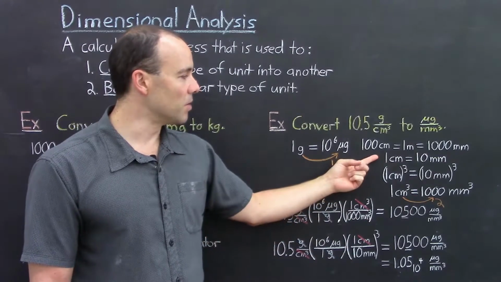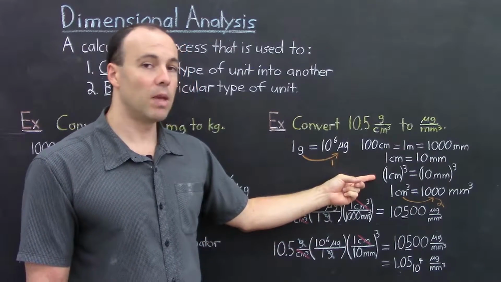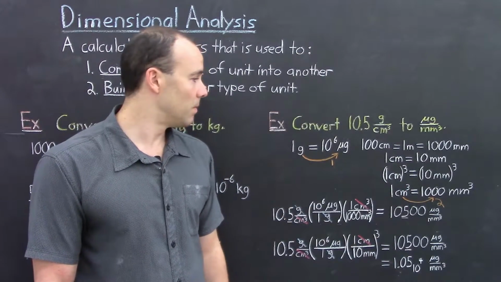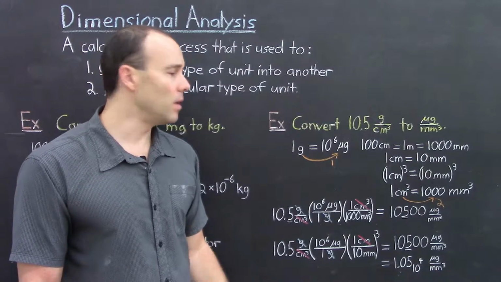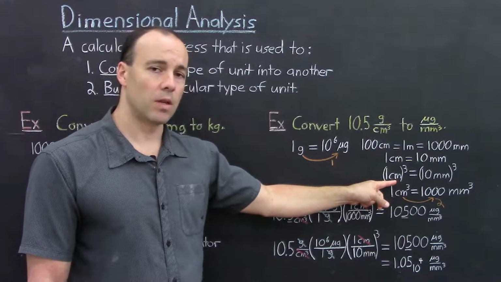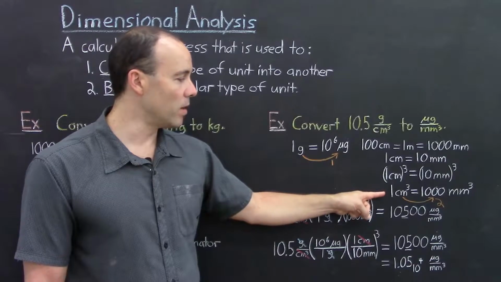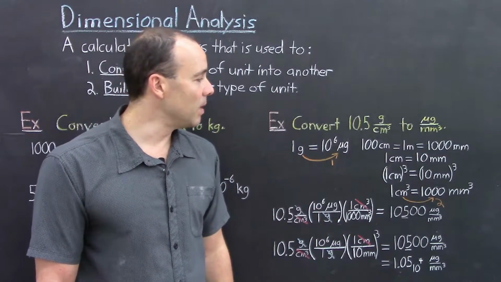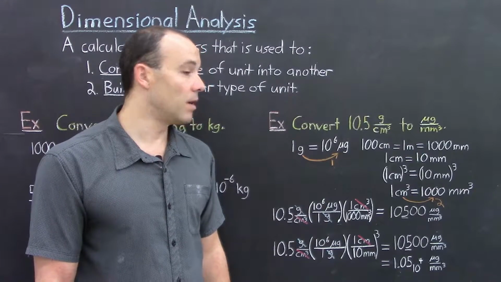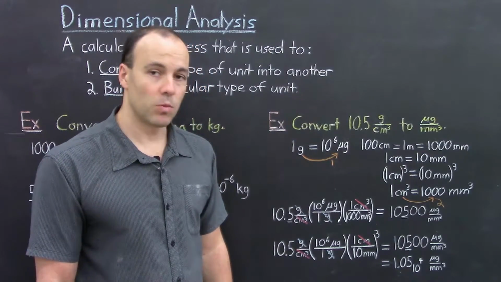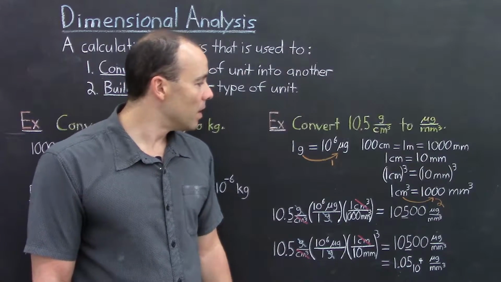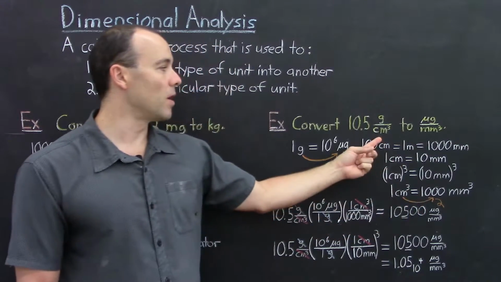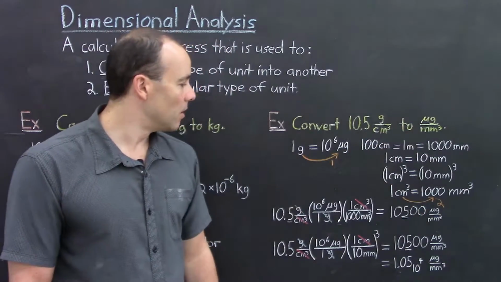If 1 centimeter equals 10 millimeters, then 1 centimeter cubed equals 10 millimeters cubed. When you cube a measurement, you need to cube both the number and the unit. So 1 centimeter cubed equals 1 cubed, which is 1 centimeters cubed. And 10 millimeters cubed equals 10 cubed millimeters cubed, which is 1,000 millimeters cubed. So you have here your two relations that connect the starting unit to the ending unit. So let's see how they go.